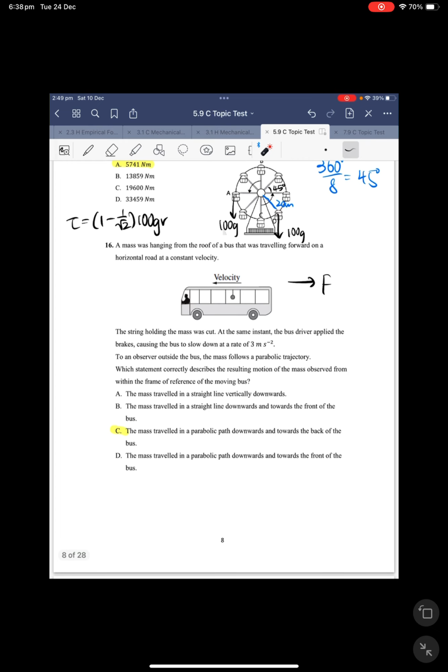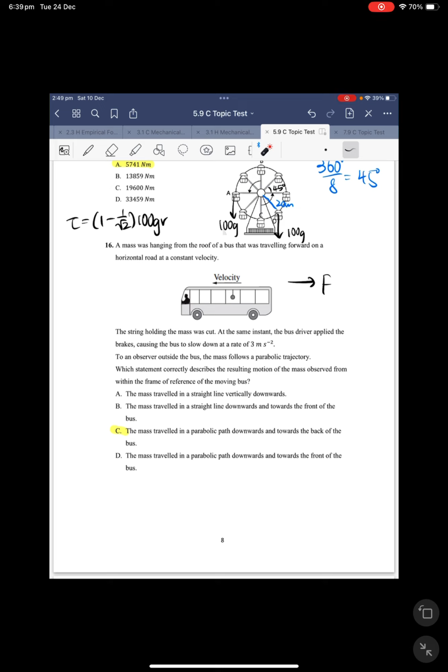Alright, question 16 is another multiple choice question. It says that we have a bus that's moving in this velocity here, and the string holding the mass is cut. At the same instant, the bus driver applied the brakes, causing the bus to slow down at a rate of 3 meters per second squared. So there's going to be a net force acting in this direction. Which statement correctly describes the resulting motion of the mass observed from within the frame of reference of the moving bus?